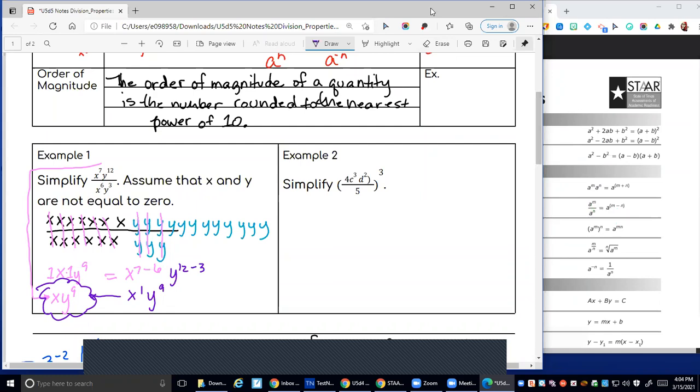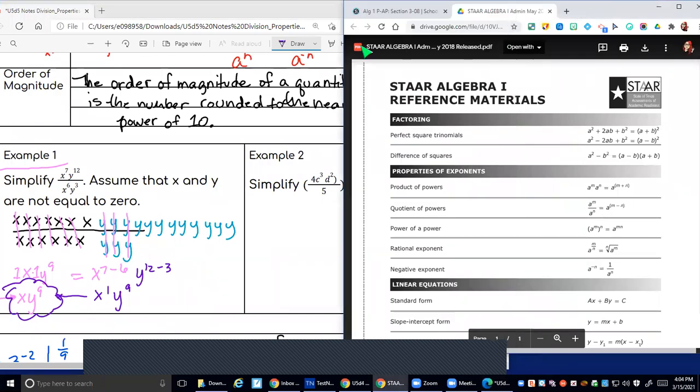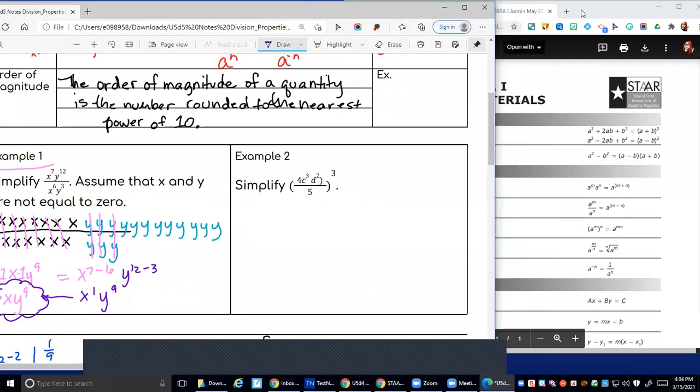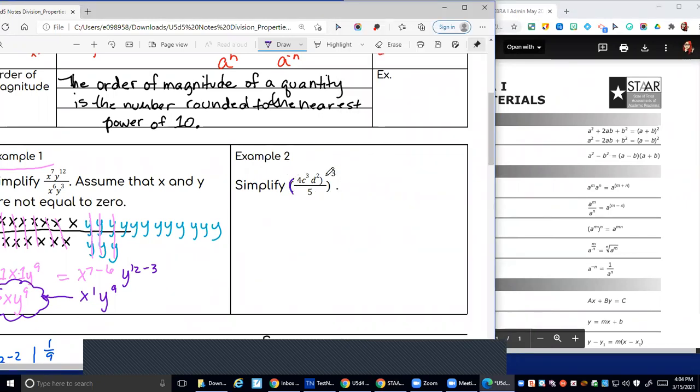Let's see, I'm going to scoot this. Somebody's going to be like, I'm still writing. Okay. But I'm curious, let's see if I can squeeze it so you can all see it. What property am I going to have to use first in order to simplify this? What do y'all think? And I'm going to make this just a little bit bigger.